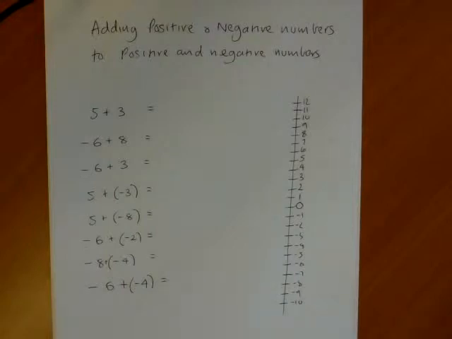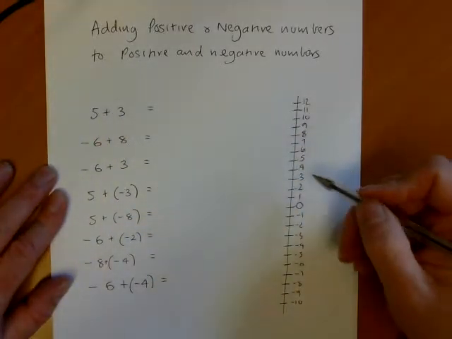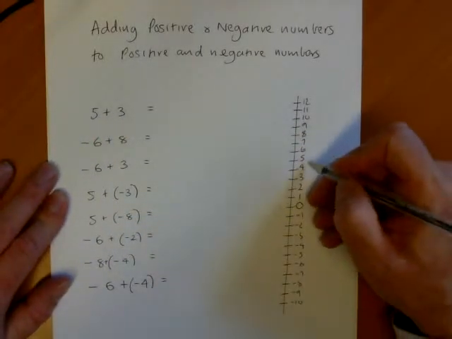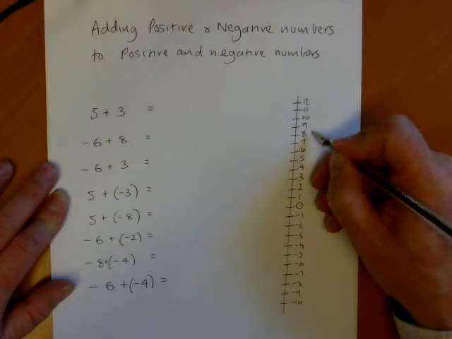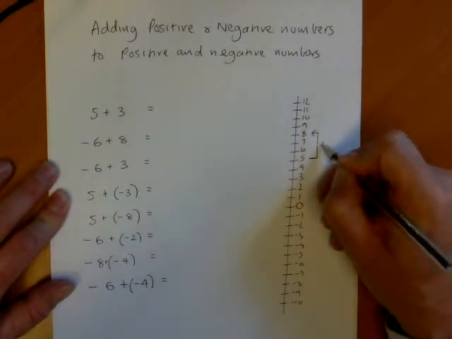So in this video, I'm going to show you how to add positive and negative numbers to positive and negative numbers. We'll start with a very basic addition, 5 and 3. Go to our number line. If we're at 5, add means you must go up in this direction. So 5 plus 3 is 8.